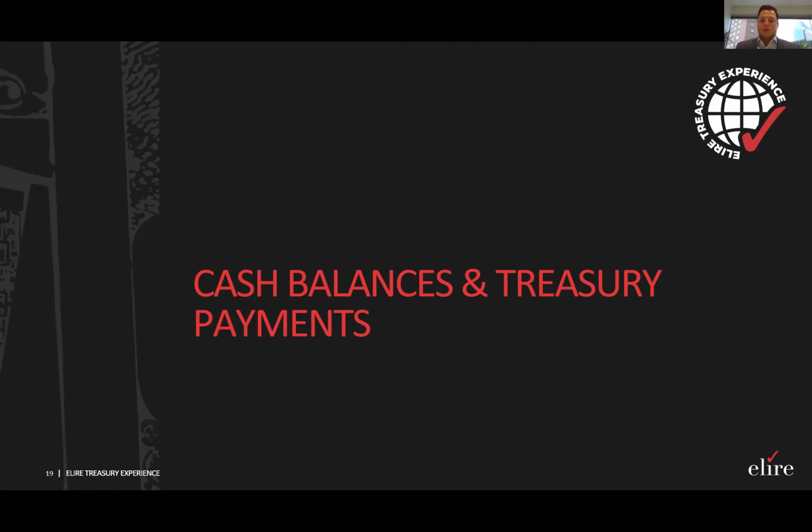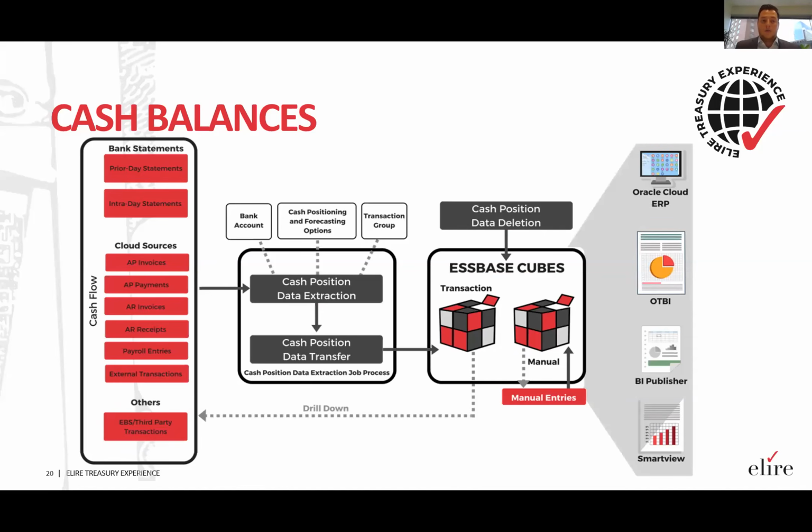Once a bank statement has been imported, we're then able to use it in the various components of cash management. So the first one's going to be our cash balances and treasury payments. How Oracle pulls together all our various sources of information in order to formulate a cash position is that it uses the various components of our bank statements and our different cloud sources.